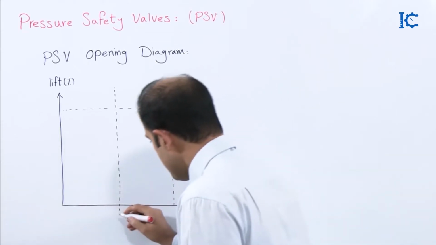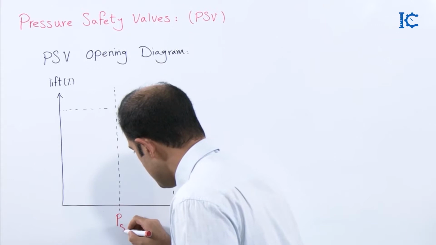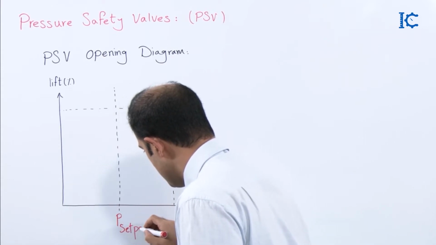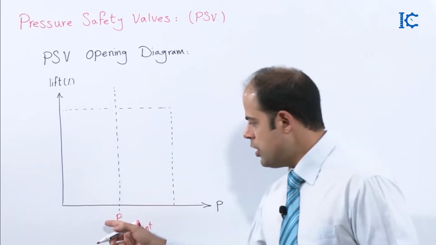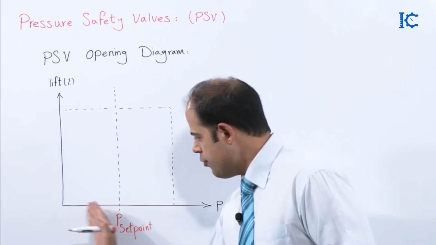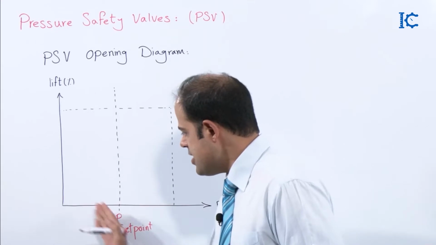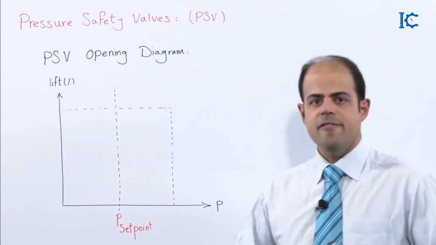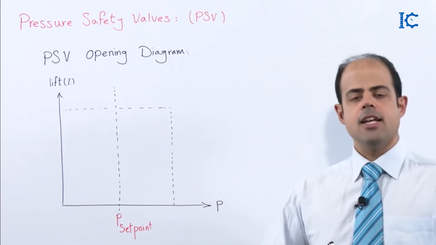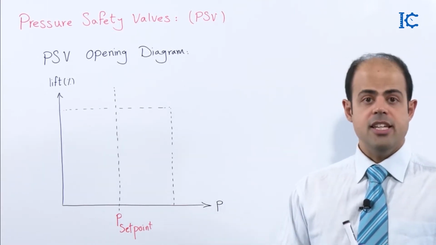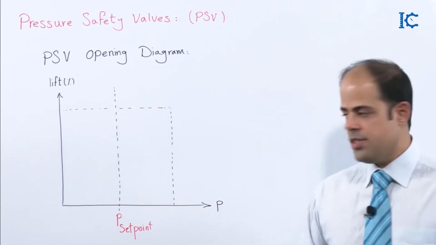Now, this one is a set point, P set point. Just imagine P set point, for example, is 6 bar, and it's totally clear that before or less than 6 bar, for sure the valve does not have any lifting. It means that in this case, the disc will be totally placed on the seat.